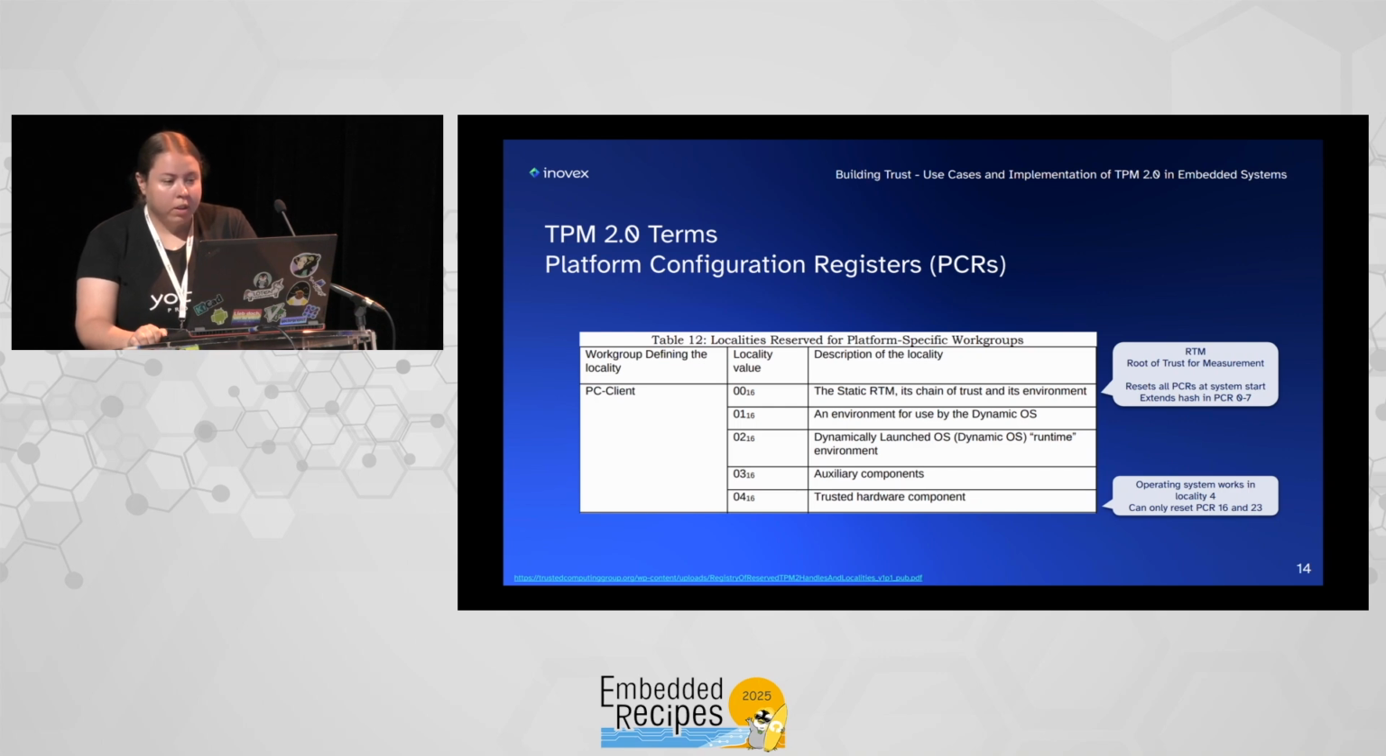About a locality, there are 4 or 5 levels. The 0 level is basically the static root of that. In this level, directly if the system starts, the PCRs can be reset, and the hashes in the numbers 0 to 7 can be extended. The operating system, Linux, runs in locality level 4. So Linux would be able to modify the value, for example, for secure boot or all those early components.